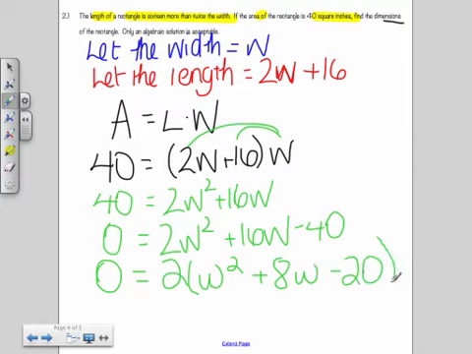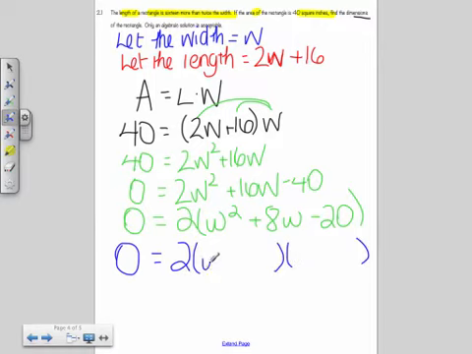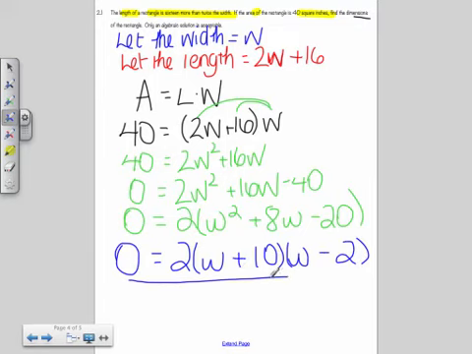Now I need to see, are there 2 numbers I can multiply together to give me negative 20, but also add up to give me 8, and those numbers do exist. I'm going to use 10 and 2. So I'm going to copy the 0 down. I'm going to copy my GCF down. Do not forget that because some people are forgetting it. And then I'm going to put a W here, a W here. I'm going to put a 10 here, a 2 here, and it's going to be a positive 10 and a negative 2.